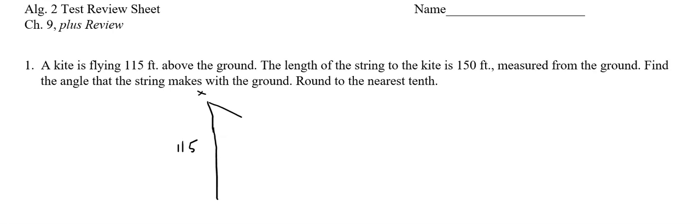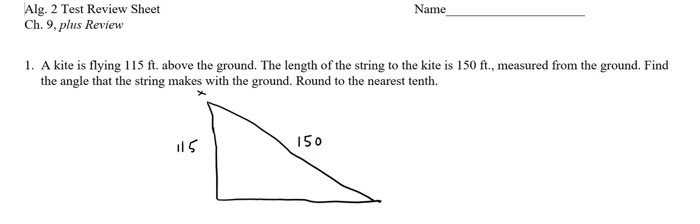So that's describing really the hypotenuse of this right triangle, which is also the longest side. And so obviously we're going to have the ground here, and we're supposed to find the angle that the string, which is the hypotenuse, makes with the ground. Okay, so it's talking about this angle right here. So we're supposed to find out what is x, in other words.